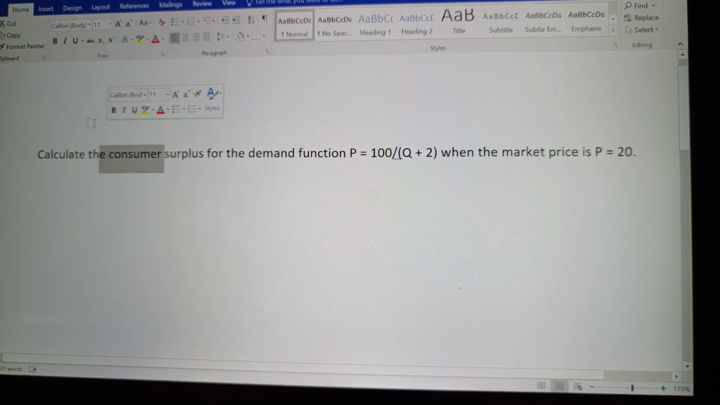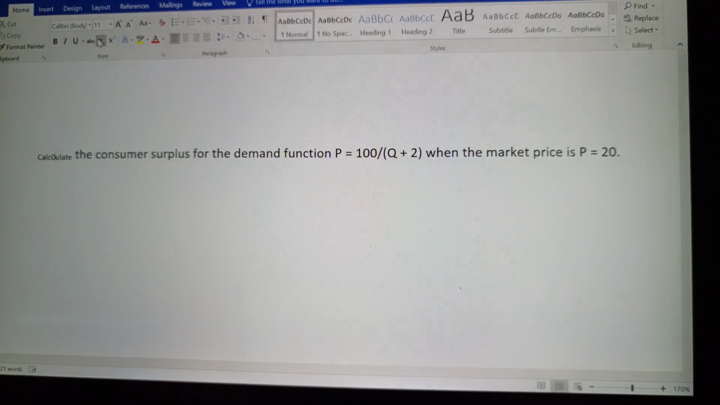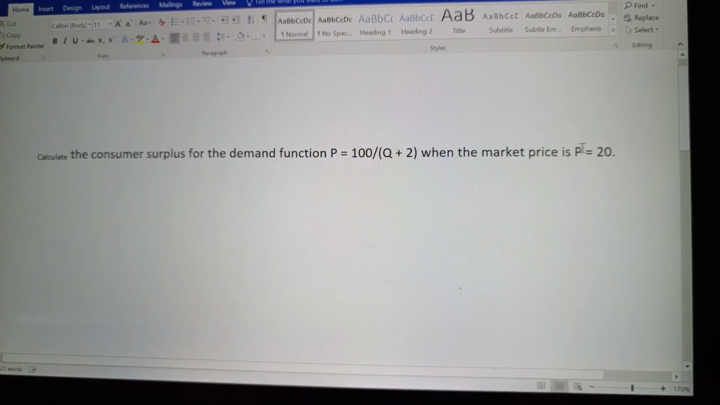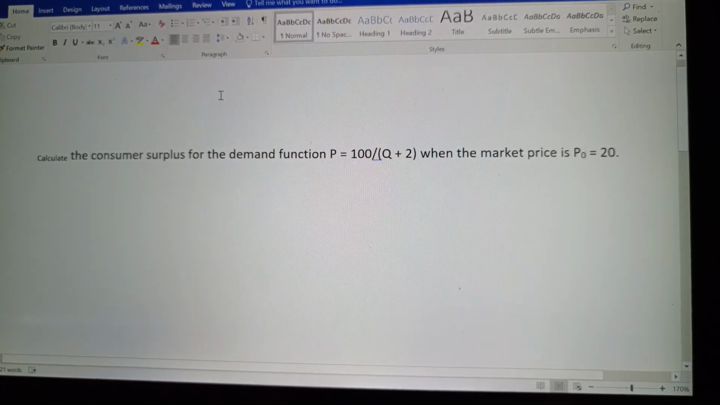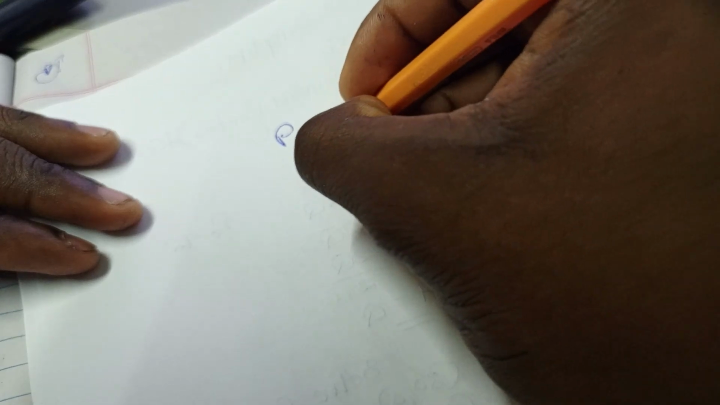So the way we will now calculate the consumer surplus, we use the same method which we were using earlier. Nothing has changed. So this is how we calculate the consumer surplus. Remember, the first thing we had to do is find the value of Q when P is given as stated there. So we are given P is equal to 100 over Q plus 2.